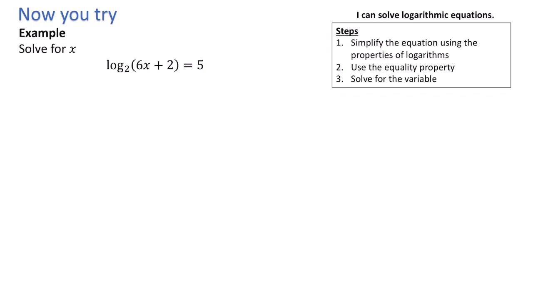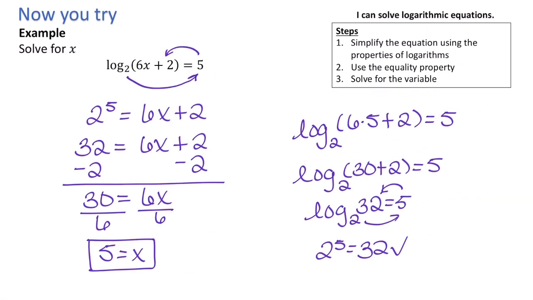So now you can pause the video and try this equation on your own. Remember, we're going to rewrite in exponential form because right here we have a whole number. So that is what we're going to do. We have 2 to the 5th equals 6x plus 2. 2 to the 5th is 32.